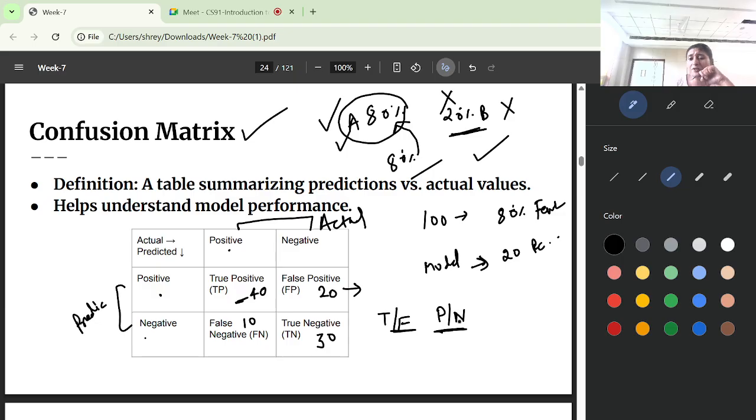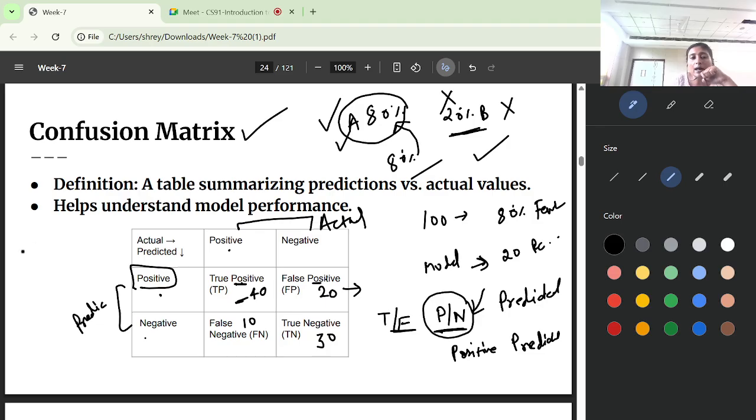First of all, start with the right hand side value. This value is for predicted. So if it is written as positive, it means it is predicted positive. First go for this value. If someone asks you what are the false positives, positive means it is predicted as positive, predicted as 1. Second, you have to check whether it is true or false.